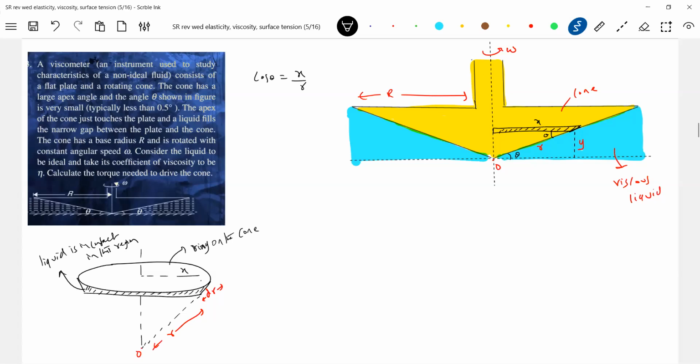So dr will also be there. Let me differentiate this. dr is equal to, theta is fixed, no? So dr is equal to dx by cos theta. I want the area of this element. Anybody? Because in the viscous force, I need the area of contact, no?